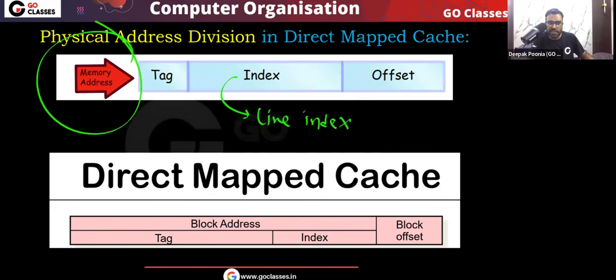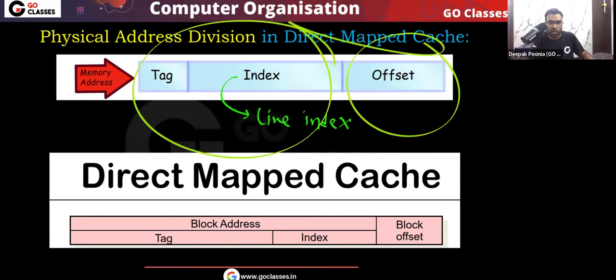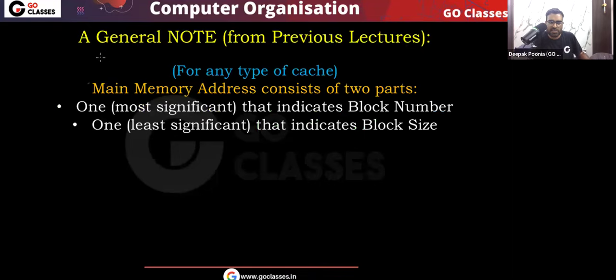The physical address in any type of cache memory, whether direct mapped, fully associative, or set associative, we can divide into two parts: block address and block offset. You can see this here. This is a general note from our previous cache memory lectures that for any type of cache memory, the main memory address consists of two parts.